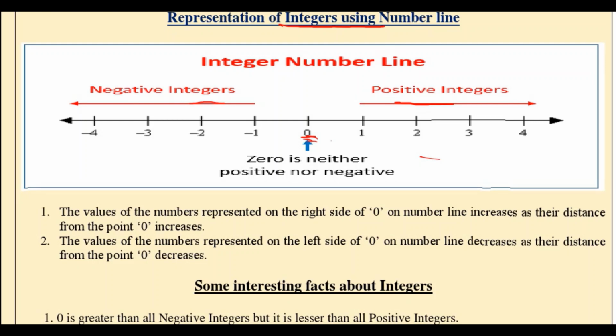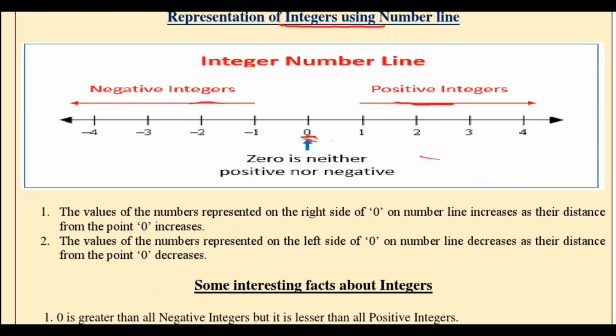Okay, so see here we have a 0. Now minus 1 is smaller than 0, minus 2 will be smaller than minus 1, minus 3 will be smaller than minus 2, minus 4 will be smaller than minus 3, and so on. So as you see, if you go to the numbers on the left side, the values start to decrease, and if you go to the numbers on the right side of 0, the values start to increase.